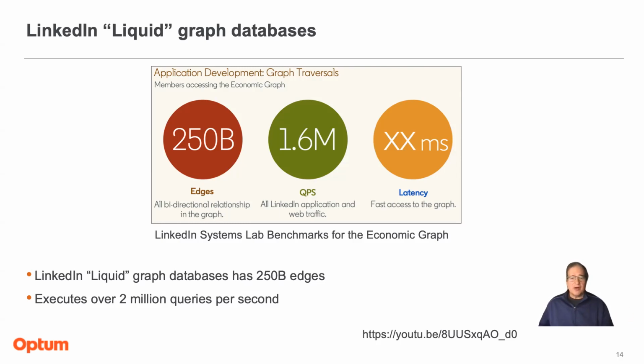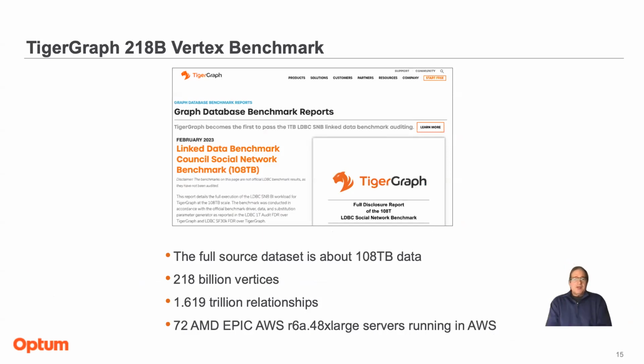product graphs, and Amazon. Even Pinterest runs on graph databases that have hundreds of millions of edges. Just recently, TigerGraph also published a benchmark on a 218 billion vertex system running on AWS Cloud. But what's interesting about this is they use the standard CISC processors.